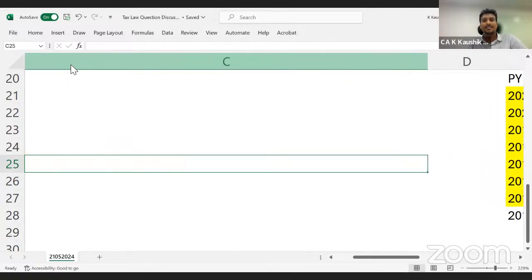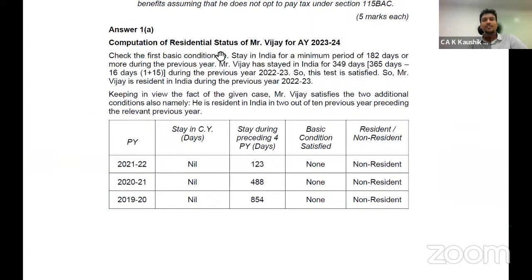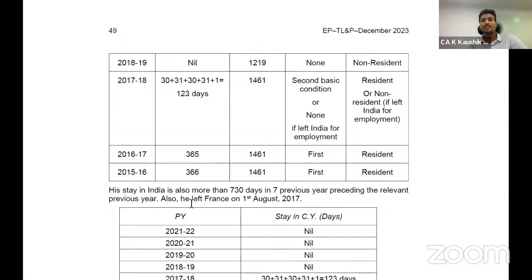So let's quickly see the summary here. Check the first basic condition: stay in India for a minimum period of 182 days or more during the previous year. Mr. Vijay has stayed for 349 days during the previous year 22-23. So this test is satisfied. So Mr. Vijay is resident in India during the previous year 22-23. Keeping in view the facts of the given case, Mr. Vijay satisfies the 2 additional conditions also. He is resident in India in 2 out of 10 preceding previous years. If you see here, he is resident in 16-17 and 15-16.